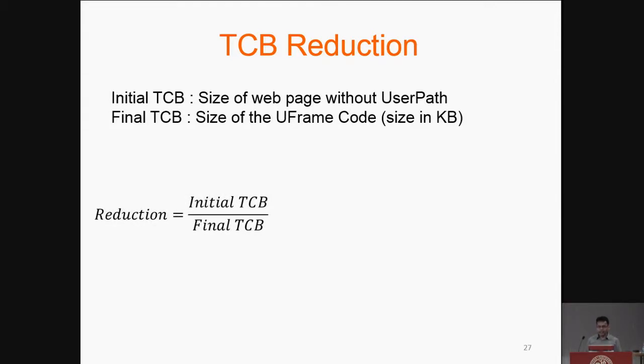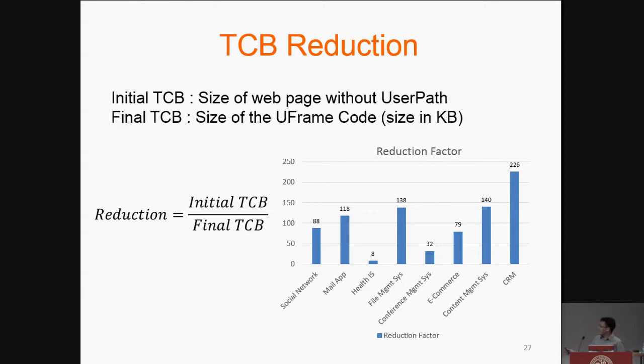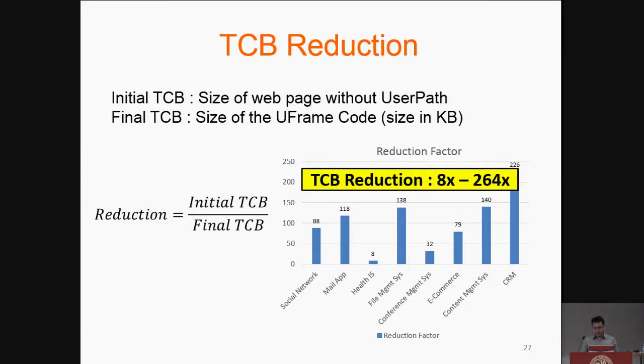And this is how we got the reduction. So we just divide the initial TCB by the final TCB. And yeah, these are the reductions for all 8 typical functionalities for these applications. And our system achieves a high TCB reduction ranging from 8 times to 264 times. So yeah, this essentially means that only a very small part of the application code needs to be trusted.